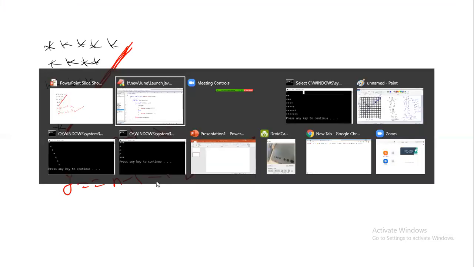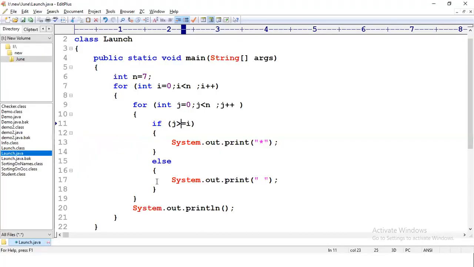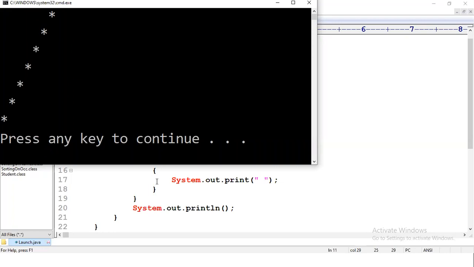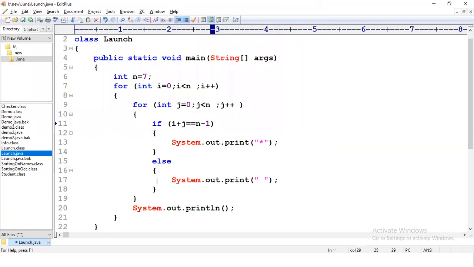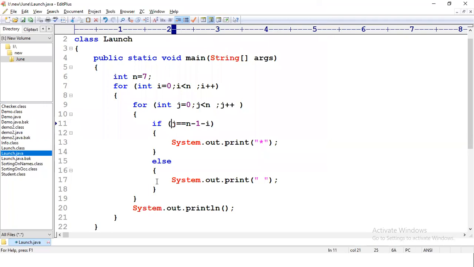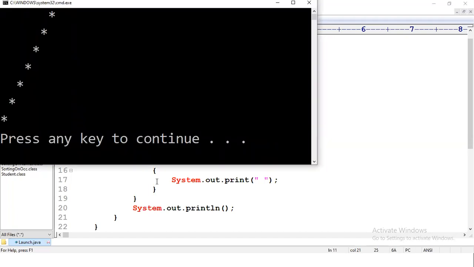Now if I tell it like that, will it work? Let's see. If I tell i plus j equals n minus 1, I'll get the line like this. If I tell minus i, plus i from this side goes to that side and becomes minus i. Simple maths here. If I compile and execute, I'll get the same line. Yes, because mathematically both are same.